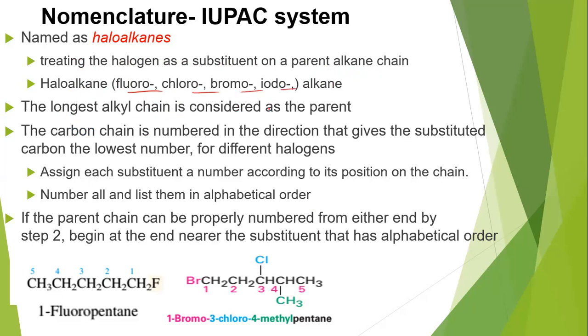The longest alkyl chain is considered as the parent. The carbon chain is numbered in the direction that gives the substituent carbon the lowest number for different halogens. Now, assign each substituent a number according to its position on the chain, number all and list them in alphabetical order. If the parent chain can be properly numbered from either end by step 2, begin at the end nearer to the substituent that has alphabetical order, right?